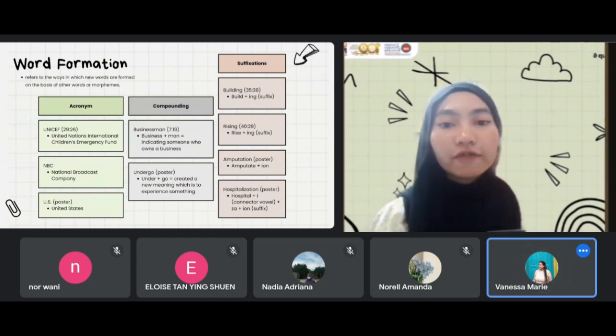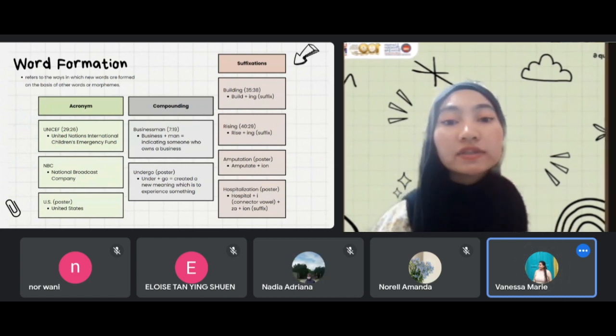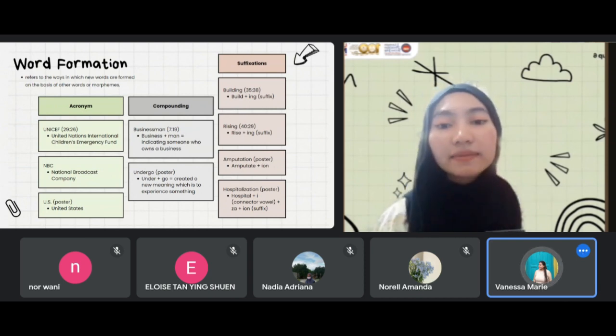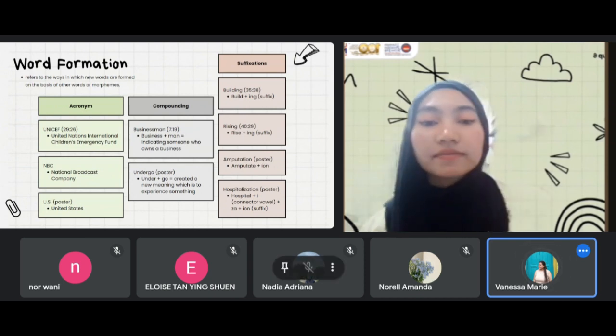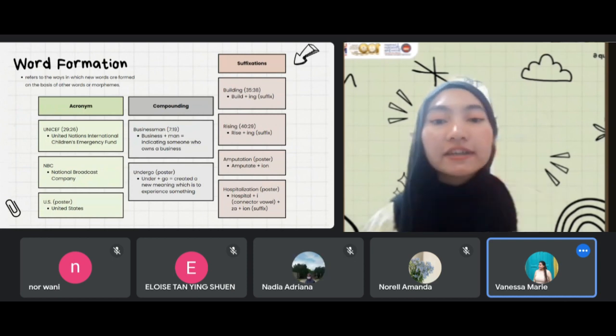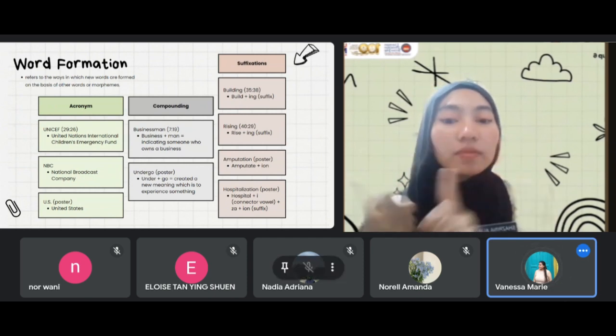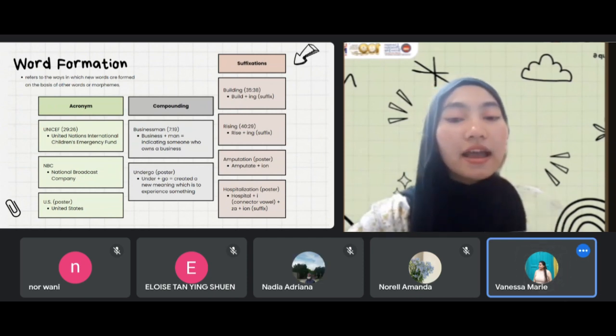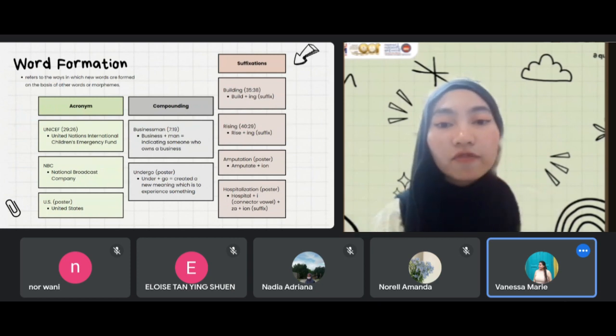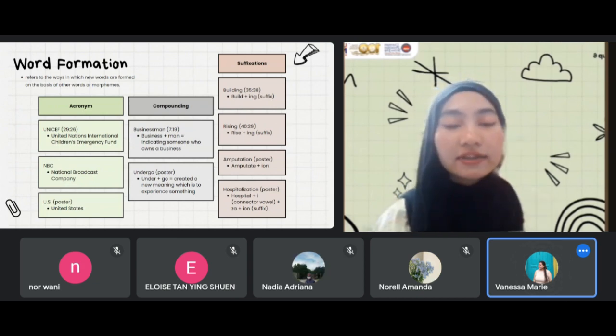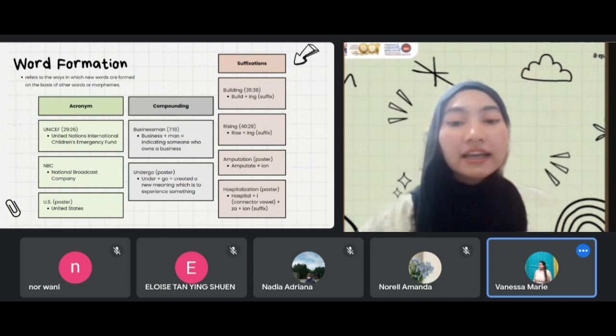Next is word formation. Word formation refers to the way new words are formed on the basis of other words or morphemes. From the advertisement poster and the news broadcast, we have obtained three types of word formation, which are acronym, compounding, and suffixation. Acronym is abbreviation from initial letters of words and pronounced as a word. For example, UNICEF. UNICEF stands for United Nations International Children's Emergency Fund.